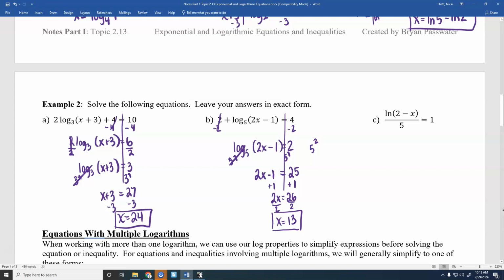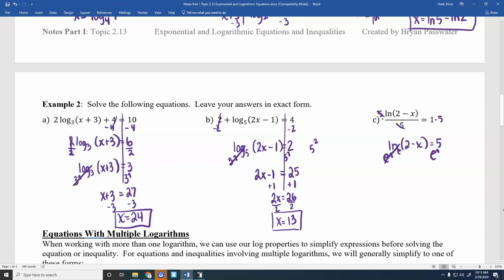What would we do first for C? Multiply by 5. That'll get rid of our 5 here in the denominator. So we got natural log of 2 minus x equals 5. I need to get rid of the natural log. What's the base on the natural log? There's an e there. It's not written, but it's an e. So how do I get rid of a natural log? E to that power, e to that power.